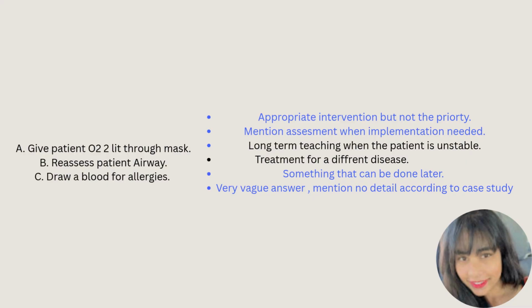It's a very vague answer that mentions no detail according to the case study. Give patient O2 2 liters through mask is very superficial. It has no detail or depth. While the right answer, D, gives me the depth that we're going to use a bronchodilator and oxygen, because those are the priority for respiratory problems.